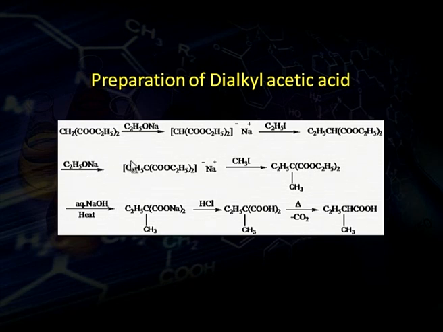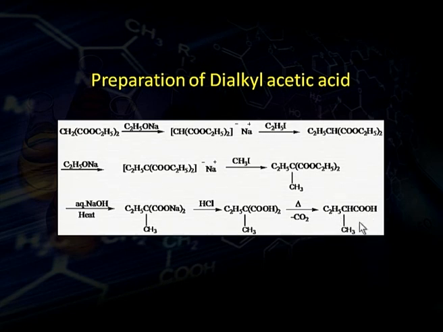It loses H and forms a sodium salt, and this sodium salt upon treatment with methyl iodide undergoes again SN2 reaction and substitutes the methyl group here. This malonic ester, in which two groups have been substituted, undergoes hydrolysis and forms sodium salt of this dicarboxylic acid. Upon acidification it forms dicarboxylic acid, and upon heating it loses carbon dioxide and gets converted into 2-methyl butanoic acid or dialkyl acetic acid.